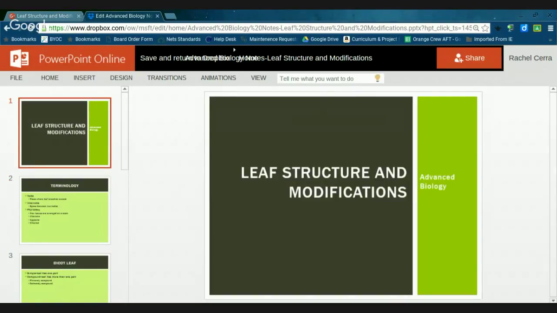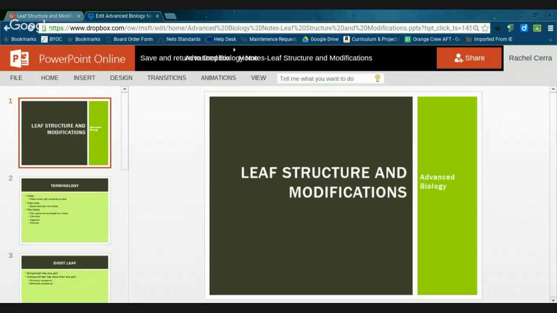Alrighty, good morning. We're going to wrap up our talk about some leaf structure and go into some modifications. Some of them we've already talked about, and some of them we haven't. With the leaf structure, we're not necessarily going to look at the actual leaf itself. We're going to look more at the placement of the leaves on the stems today.